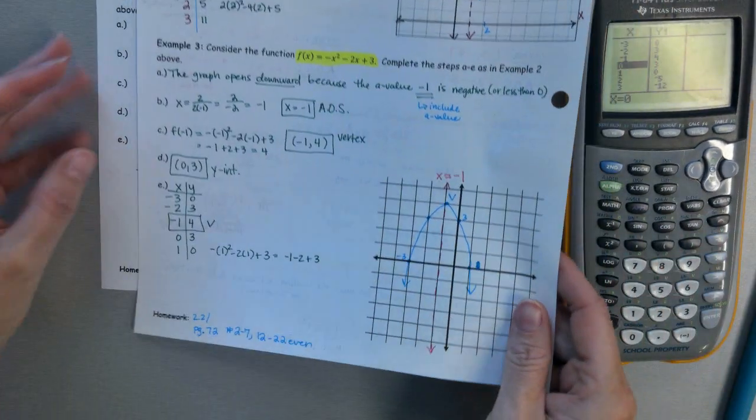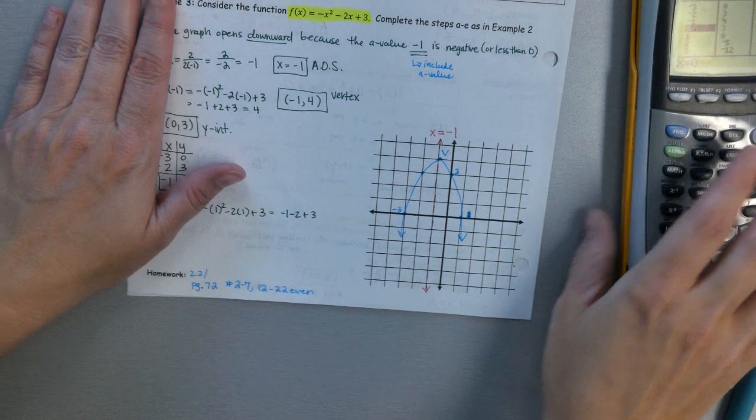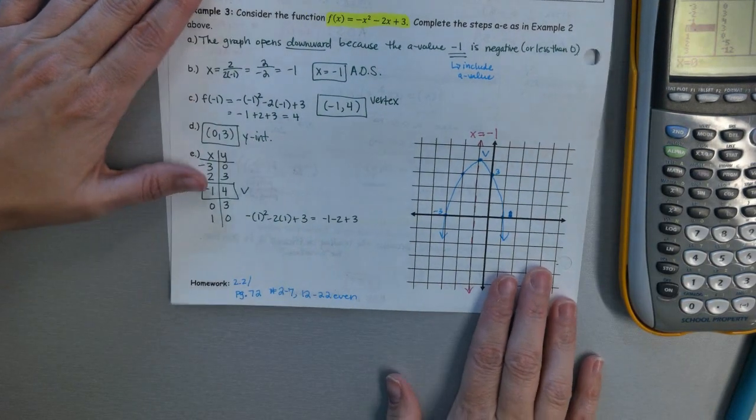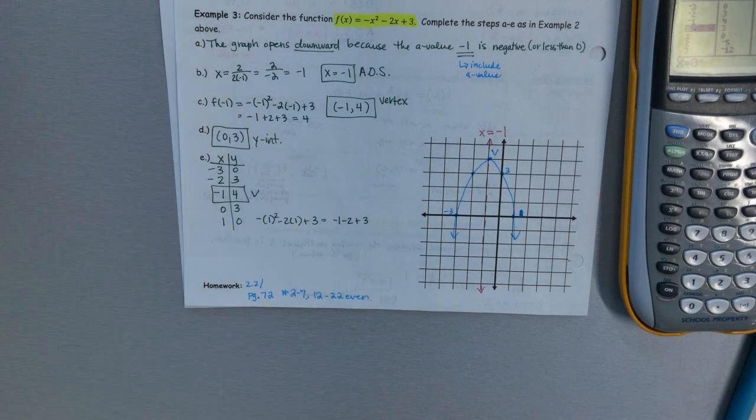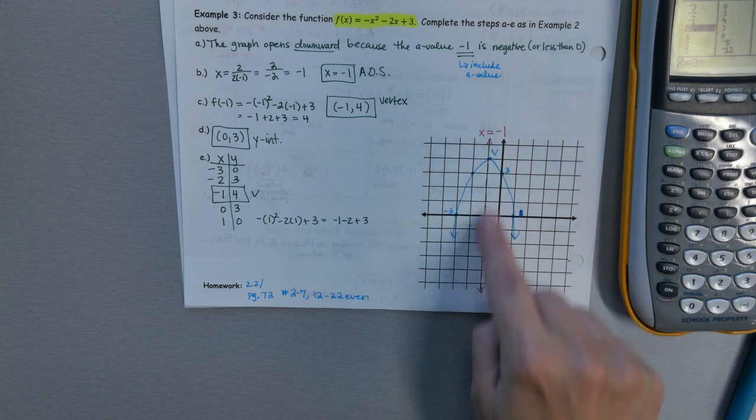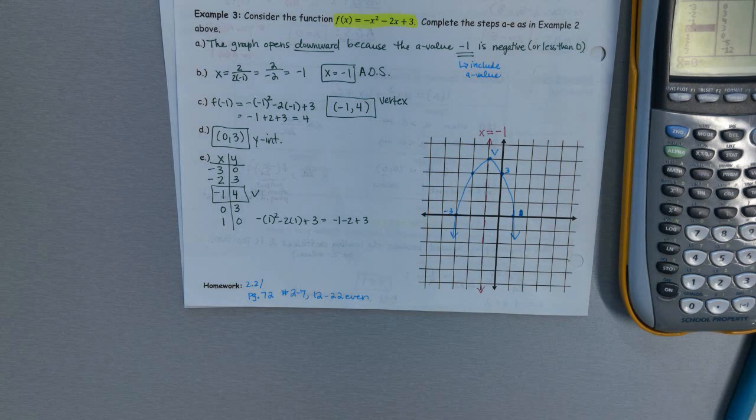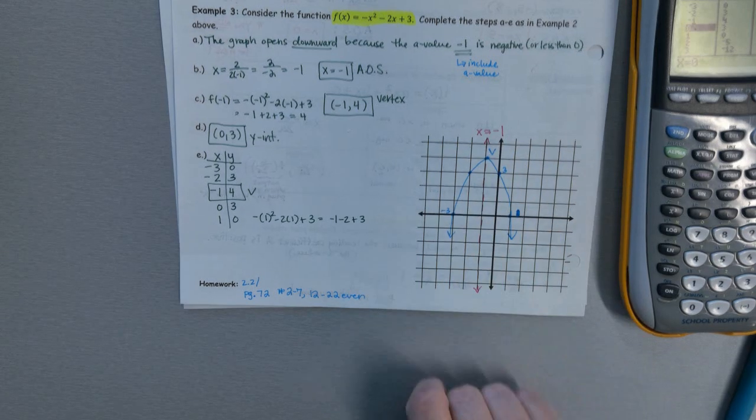Now when you plot your points, make sure that it's opening the correct direction. Also make sure that you have your axis of symmetry. That's a dashed line. Feel free to do your axis of symmetry in a color, like on your homework, so it stands out. And then you have your vertex.